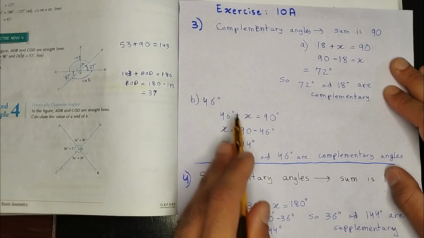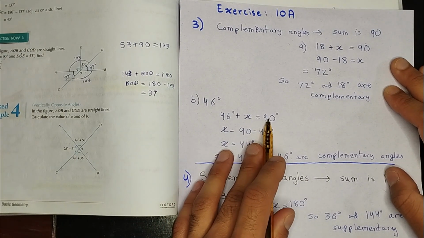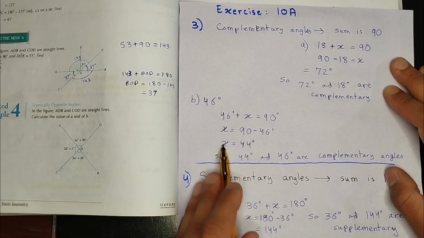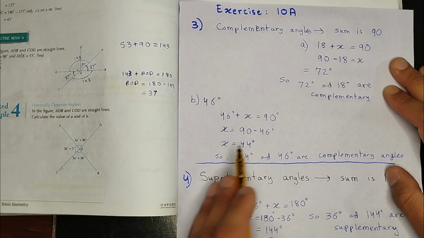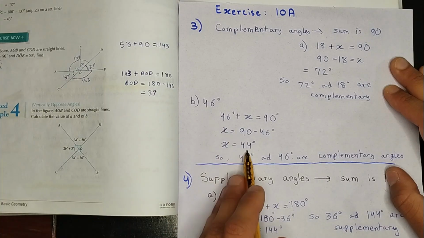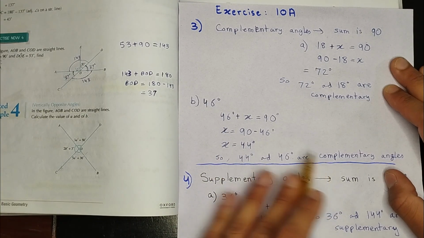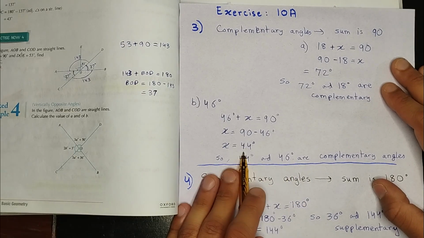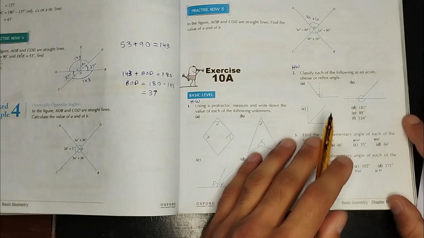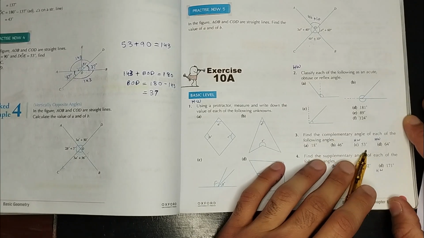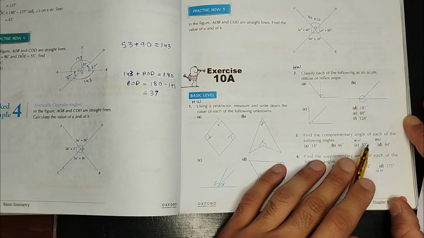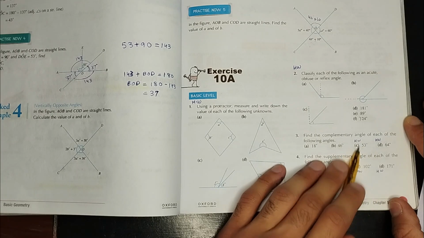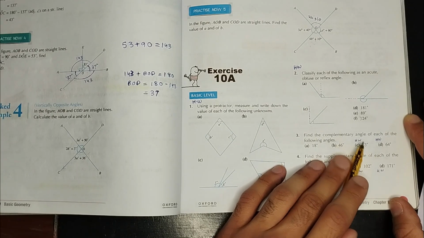Then in part B, we have 46. 46 plus what number will give us 90? Once you solve this linear equation, you will get the value of x is equal to 44. In other words, once you add 46 plus 44, then you will have 90, and that means 44 is the complementary angle of 46. Similarly, in the two remaining parts, which are your homework, you need to subtract it from 90 to find the complementary angle.